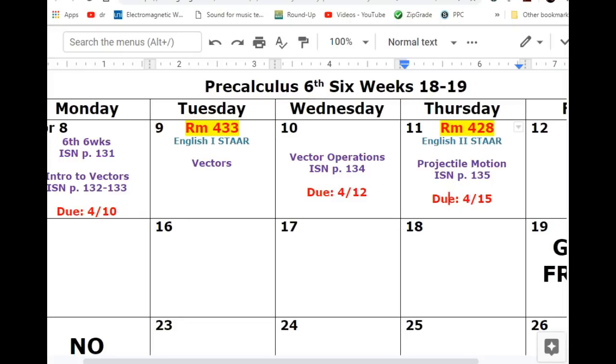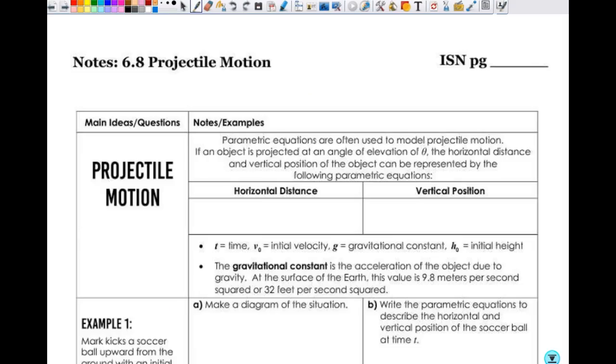Okay, so this is your calendar for today. We're doing projectile motion. Pause this so that you can copy the calendar down because I'm about to switch over to the other screen. All right, this is going on page 135 when we're done.